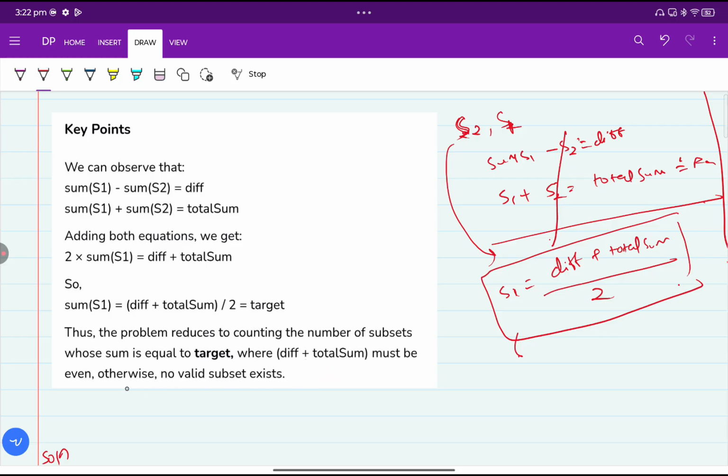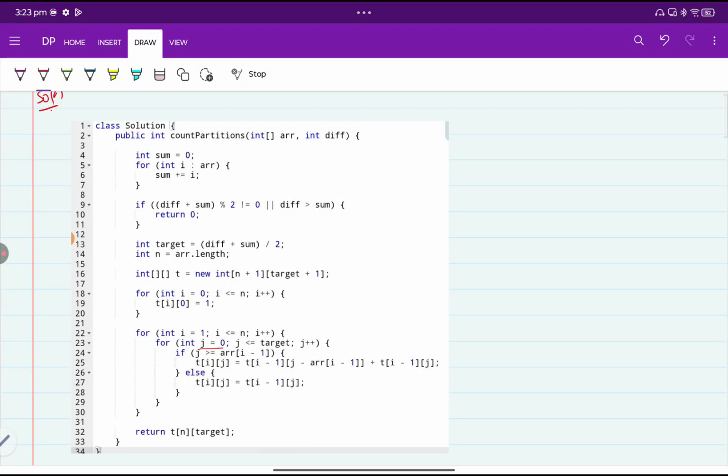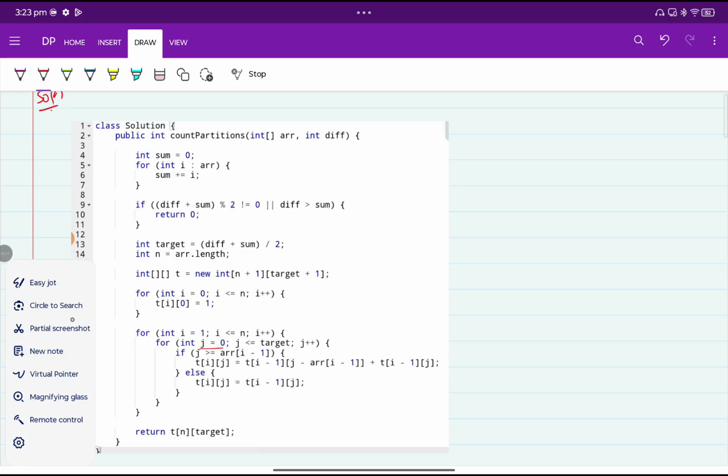One of the things this question wants to convey is that the difference plus total value should be an even value, because we have divided it by 2. That's why it should be even. If it's not even, we have to return false, meaning zero ways are possible to divide the array into two subsets. So how is that done? How have things gone?